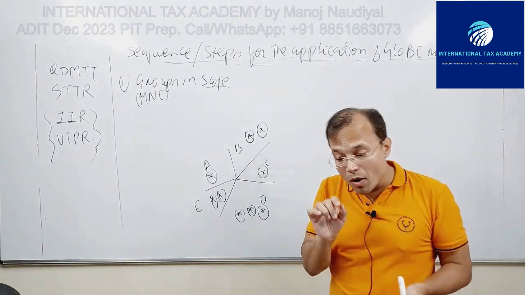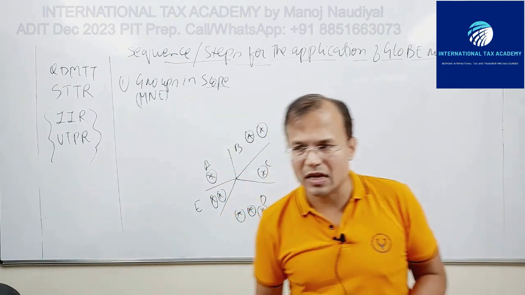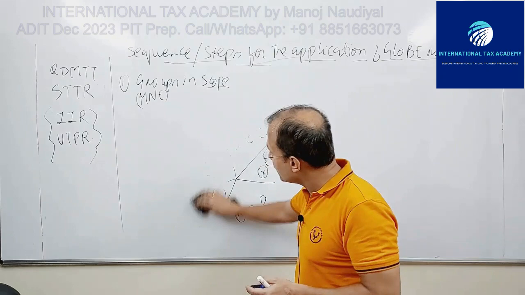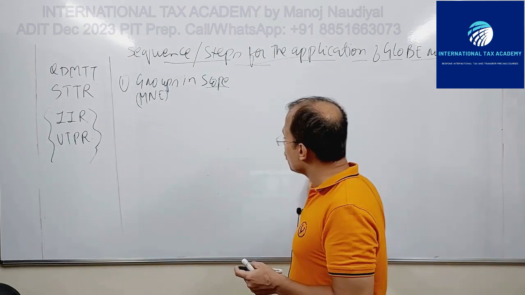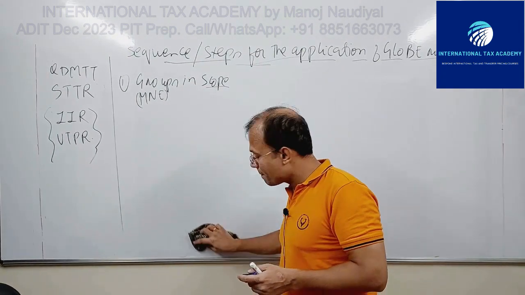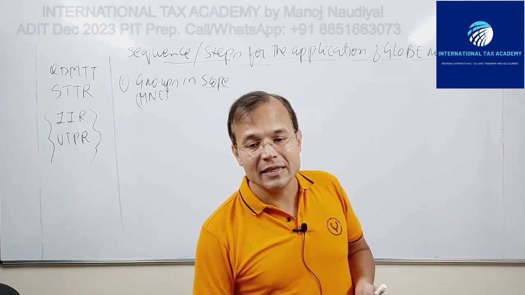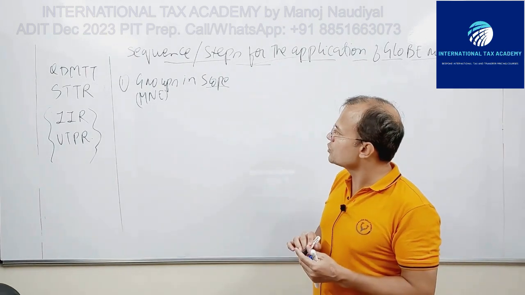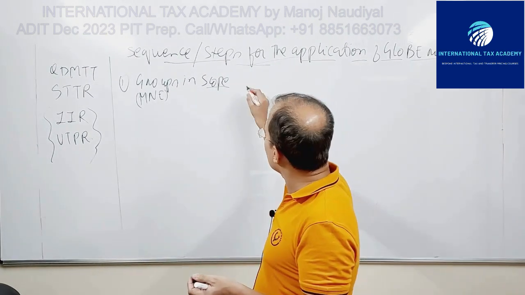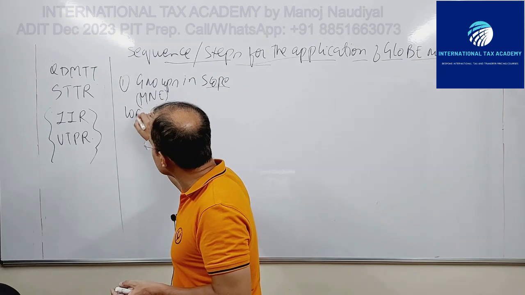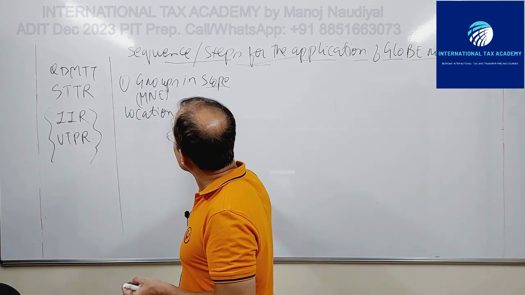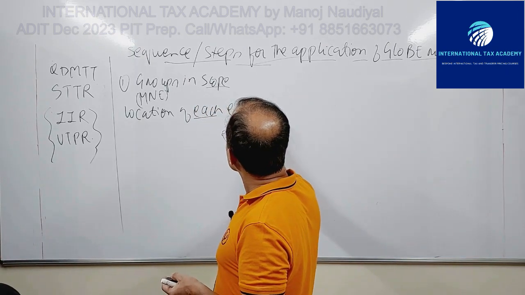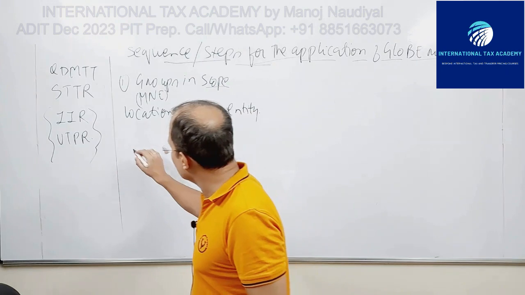Fine. And the GLoBE model rules have elaborate provisions. Chapter number 1 gives the rules on how you decide on the scope or the location of constituent entities, CE. This is the first step: groups in scope, plus the location of each entity within the group, each constituent entity. Okay.